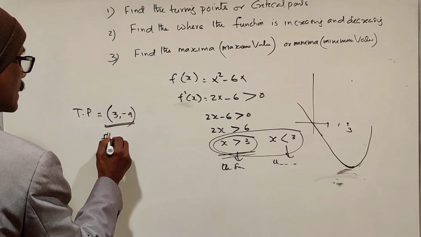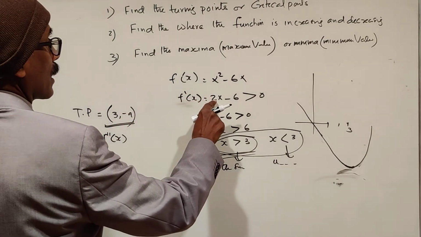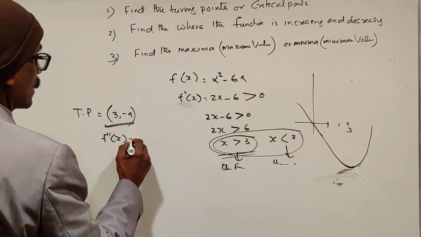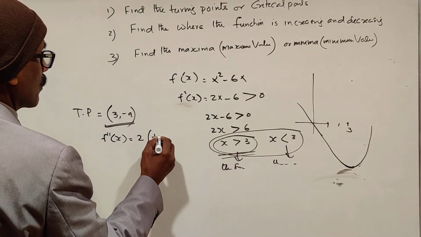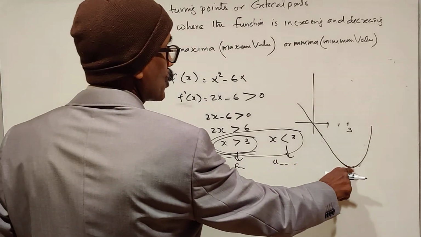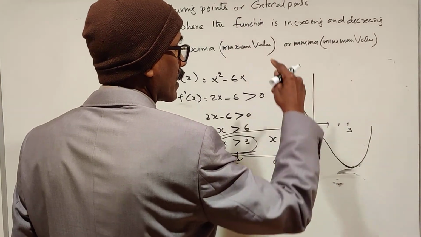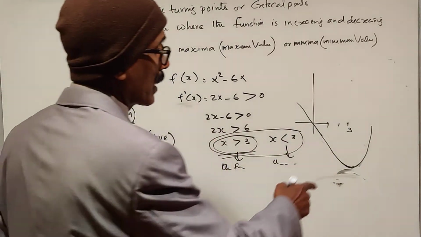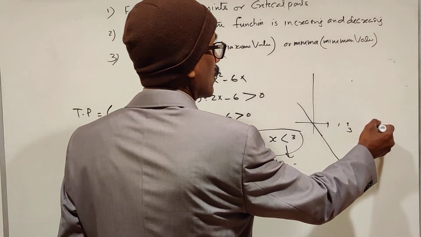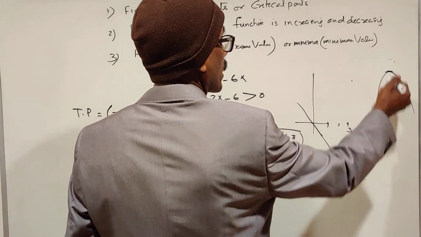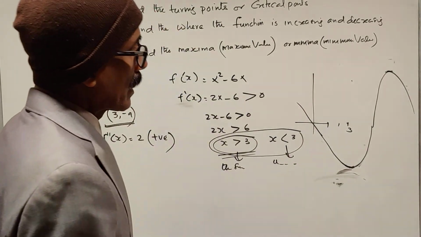f double dash x is equal to, what is the derivative of 2x minus 6? That is 2, a positive number. So this point should be a minimum point. See, this figure shows a minimum point. Maximum point is like this. Okay, this is maximum point. Okay, that's it.